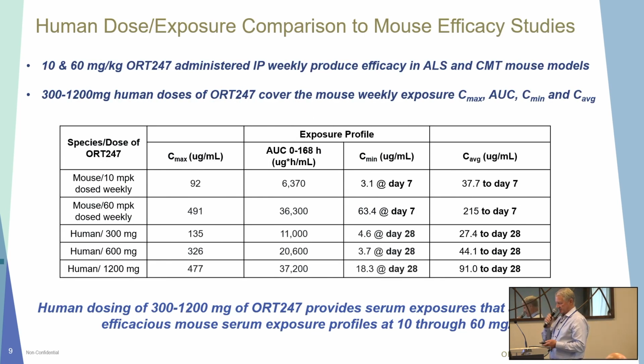And this is a very important slide, we think. Here I'm showing you the PK results from the mouse experiments that I just described, at 10 and 60 mg per dose weekly. Here's the human PK: Cmax, AUC, Cmin, and C average. At the 300 dose, it maps very nicely to the 10 mg, and at the 1200 dose, it maps very nicely to the 60 mg. So we think at these doses, 300 to 1200 mg in humans, we'll be able to test the hypothesis of whether or not ORT-247 is going to be useful as a treatment for CMT.